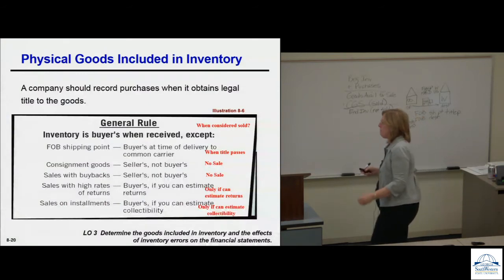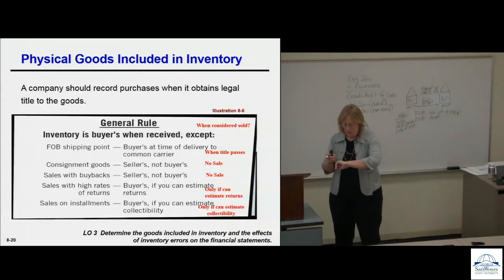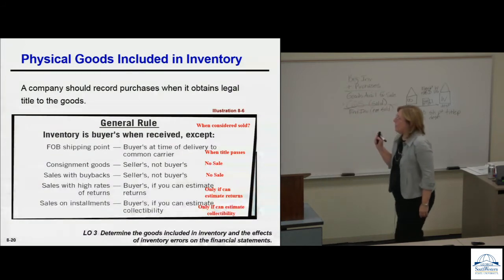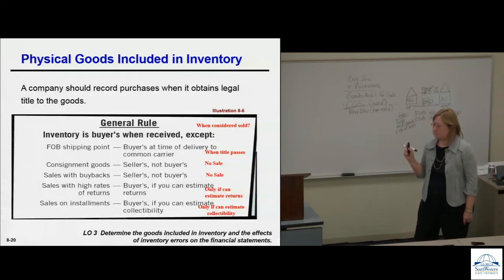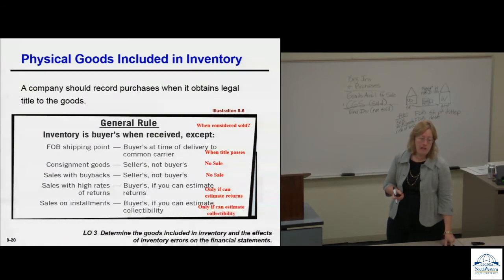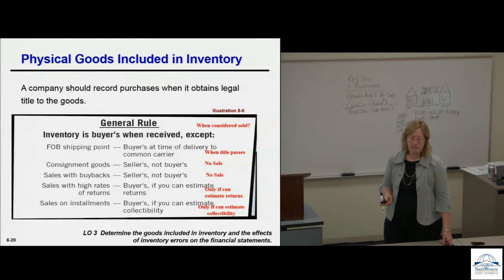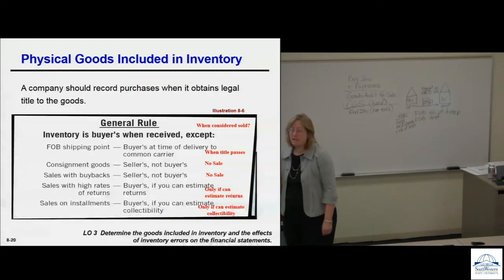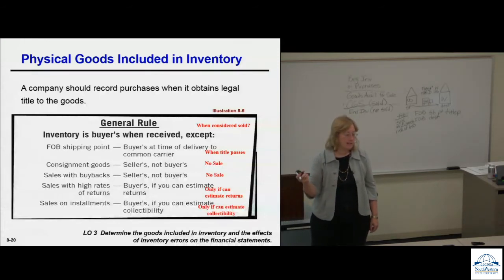All right, so the next one, sales on installment. A lot of furniture stores sell stuff on the installment basis. So where you can pay, like my son did this, bought a couch, a chair, and an ottoman, and paid $100 a month. Right? So, is that a sale? The question is, is that a sale? Well, what's the problem here?